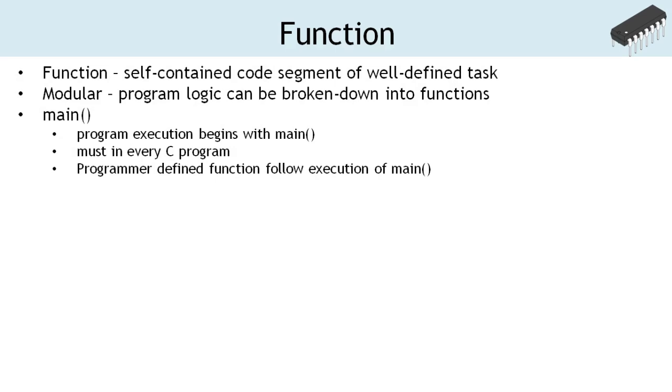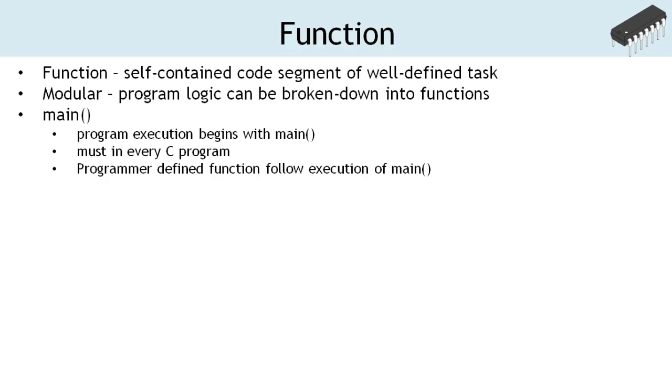A C program may be broken down into several programmer-defined functions which may be implemented in one or more C files. Functions enable complex logic to be modularized into functional units which are easy to comprehend. One of the functions in a C program must be main. Program execution begins with the execution of main, and other programmer-defined functions follow the execution of main.